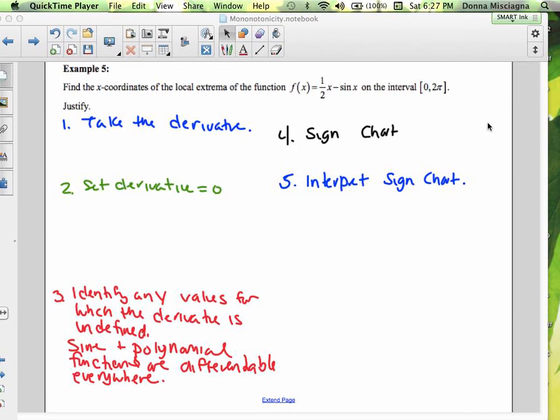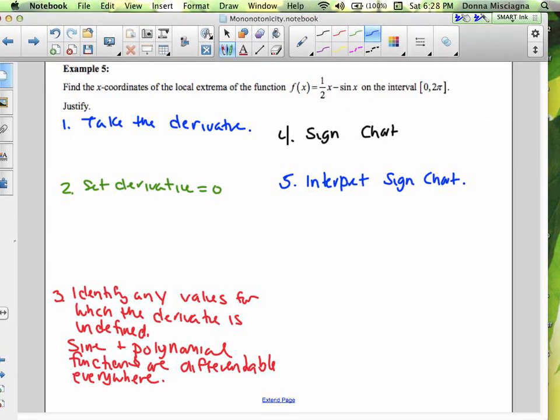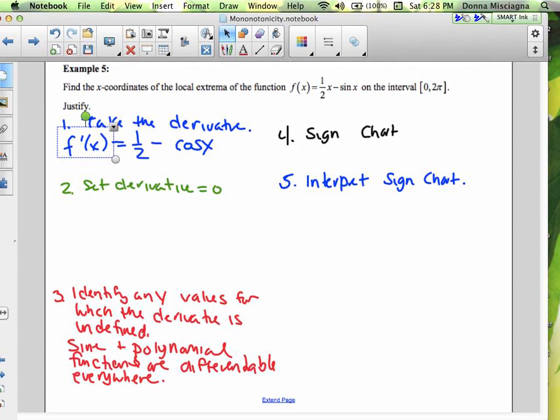To save a little time, I wrote them up here. Take the derivative is our first step. F prime of x equals, so the derivative of 1/2 x is 1/2, and the derivative of sine x is cosine x. Number 2, we need to take that derivative.